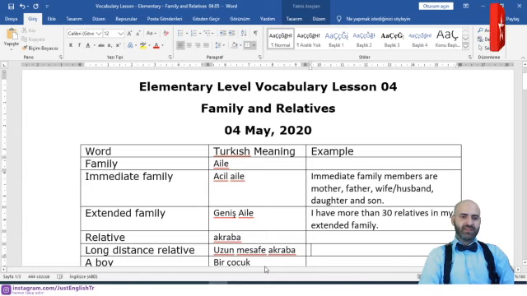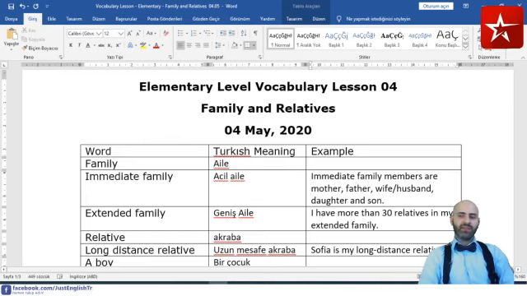For long distance relative, also I will give you an example. Let's say, I will use a name. Sophia is my long distance relative. Sophia is my cousin's husband's sister. So, of course, this is a long distance relative for me.